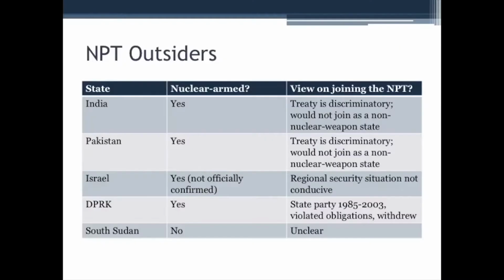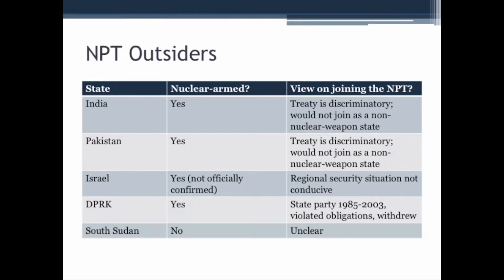Only 5 states are not party to the NPT, and 4 of them possess or are believed to possess nuclear weapons. The 5th state is South Sudan. It's the newest independent state in the system. It is not nuclear armed and hopefully will join the treaty soon enough. Matters are a lot more complicated with the other 4, and these are India, Israel, Pakistan, and North Korea.